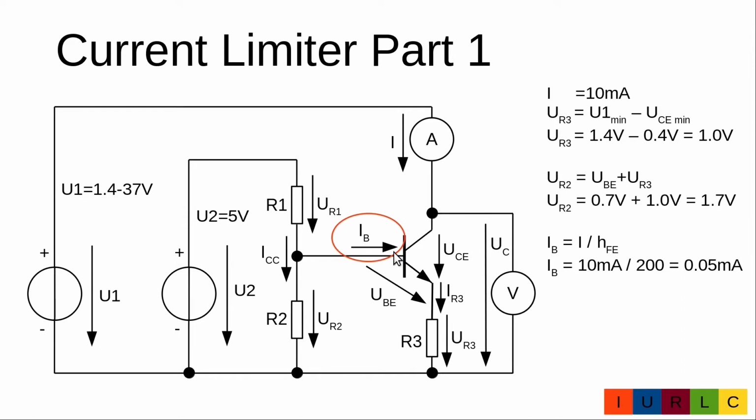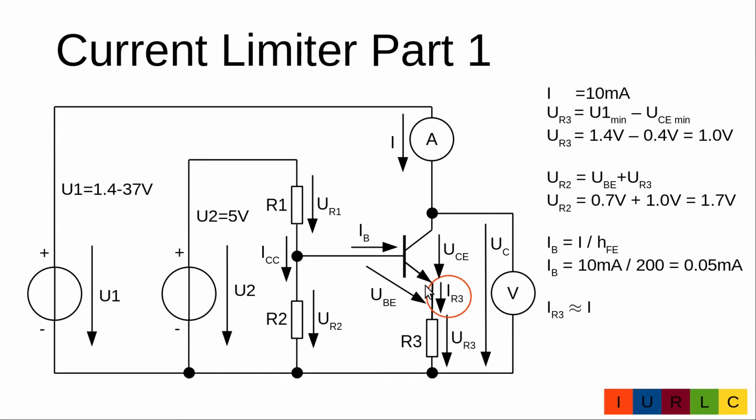The base current is the collector current divided by the amplification factor. To ensure that even the worst transistor with the lowest amplification gets enough current, we select the lowest amplification factor for our calculation. The base current is 10 milliamp divided by 200 is 0.05 milliamps.